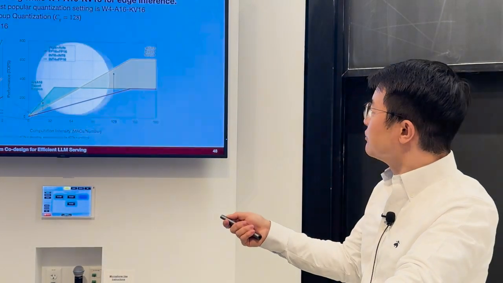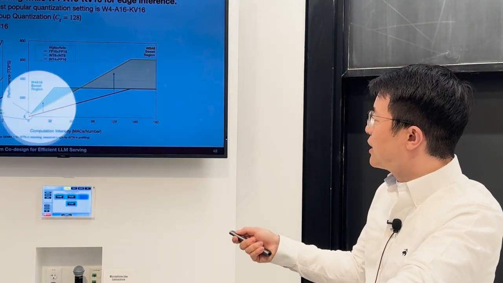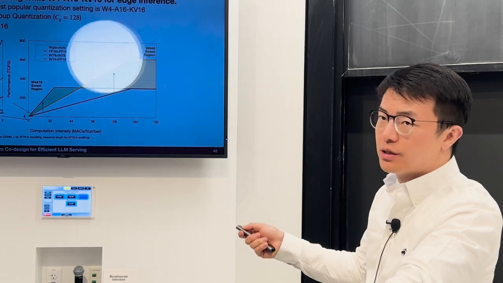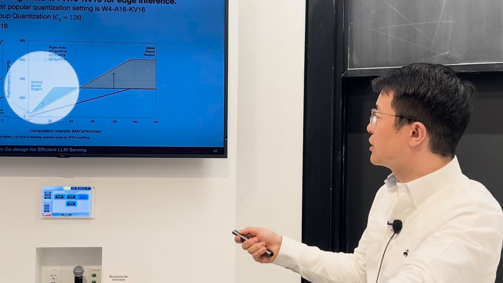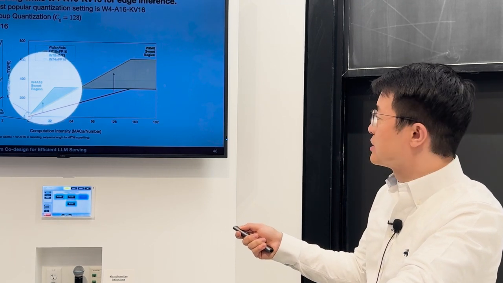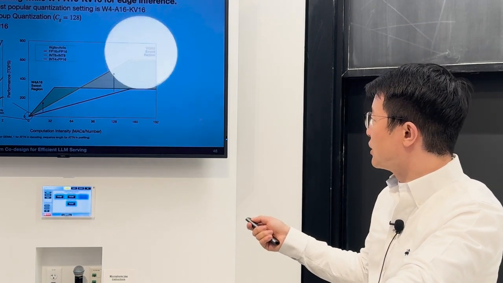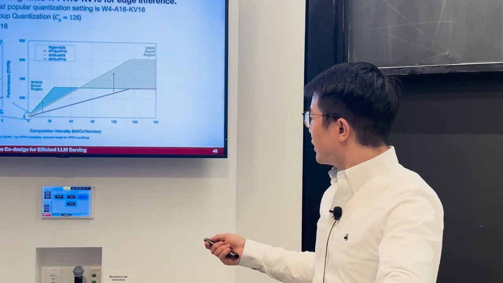Well, for the edge device, the most popular is W4 A16. Okay? So in the low batch area, it wins over this yellow curve, because the weight dominates, and memory bandwidth is the bottleneck. But once it peaks, the peak performance is the same as FP16, and it's 2x smaller than the W8 A8 version.